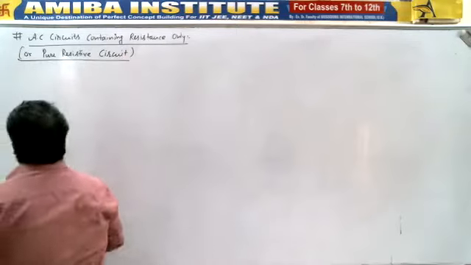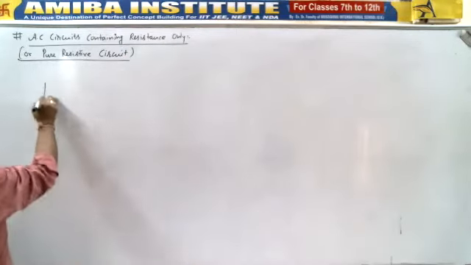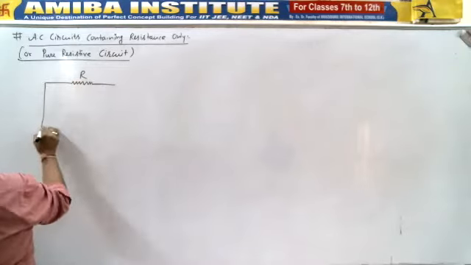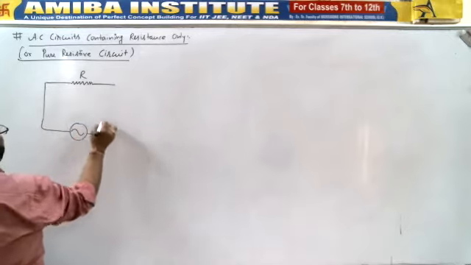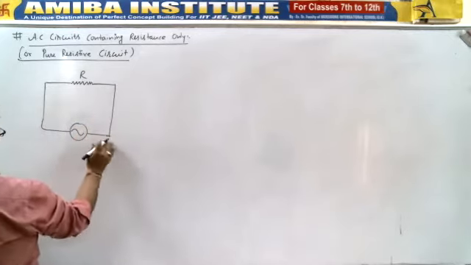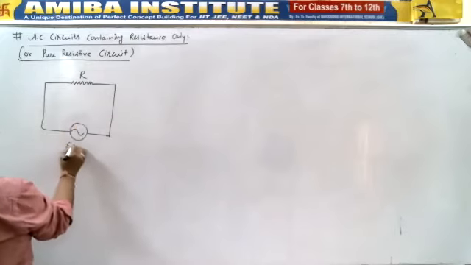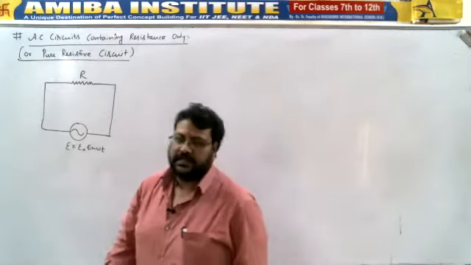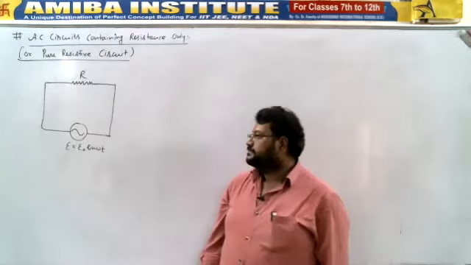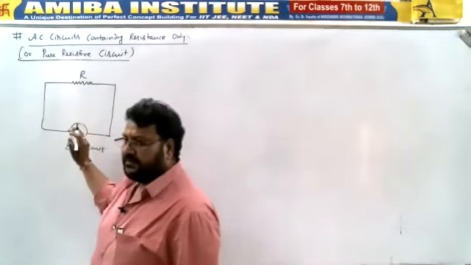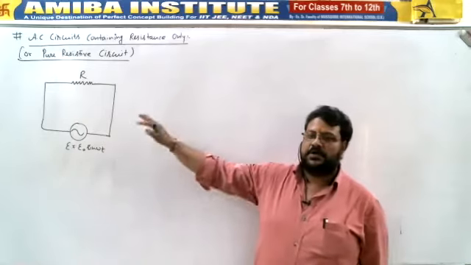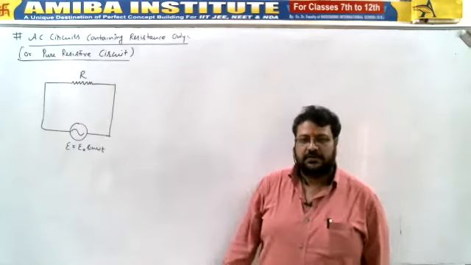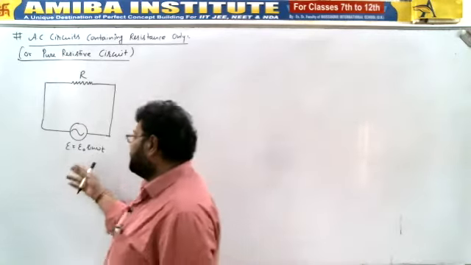This is another heading. So let's suppose one resistance, capital R ohm, has been connected across an alternating EMF source whose EMF is varying sinusoidally by the given equation E is equal to E naught sine omega t. Right? So such a circuit, whatever circuit we have drawn, is known as a pure resistive circuit. Only a single resistance element is there, with alternating EMF.